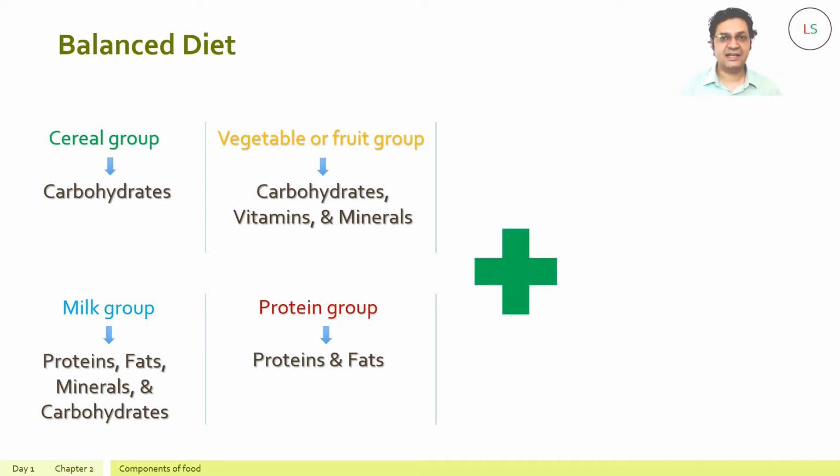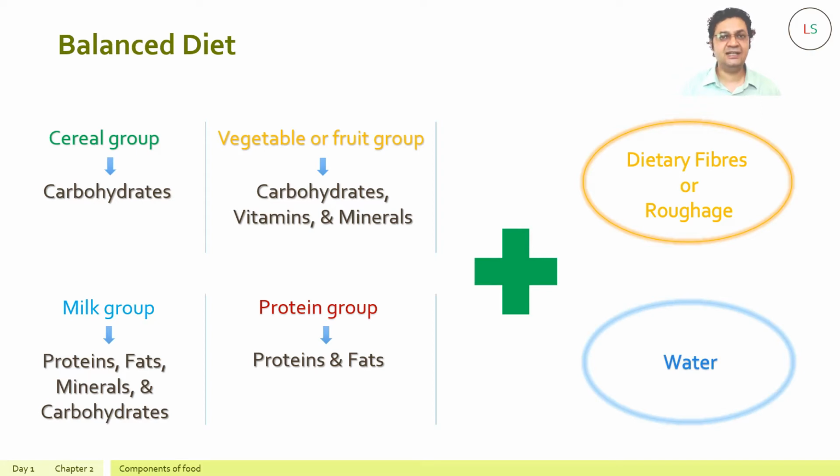Along with this, there has to be an adequate amount of dietary fibers or roughage and water. The diet should be planned in such a way that the body gets all these nutrients along with a sufficient amount of dietary fibers and water.